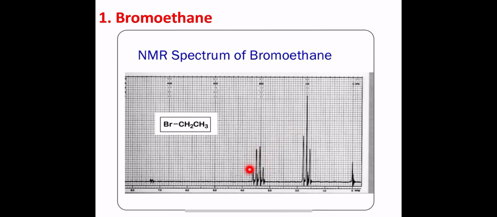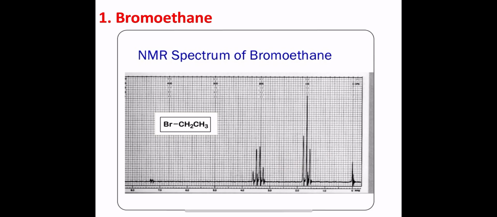For this methylene group we have got a quartet. That is because we have CH3 as a neighboring group. Here 3 protons are present, 3 plus 1 is equal to 4, so that is why we are getting a quartet. In the same way, for this methyl we are getting a triplet, because CH2 is the neighboring group and here 2 protons are present. 2 plus 1 is equal to 3, so that is why a triplet signal is observed. So the CH2 protons split the signal from CH3 into a triplet, and CH3 protons split the signal from CH2 into a quartet.